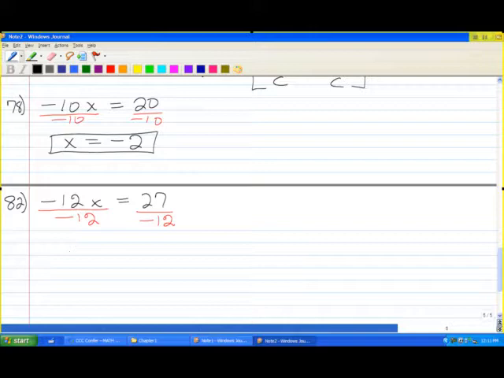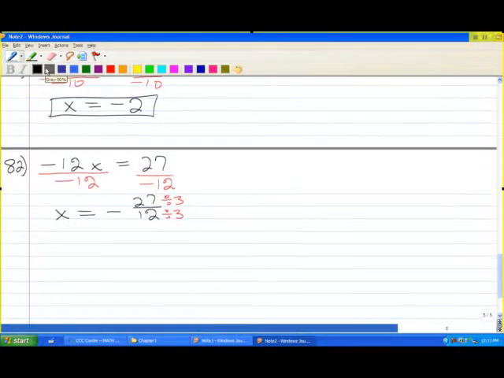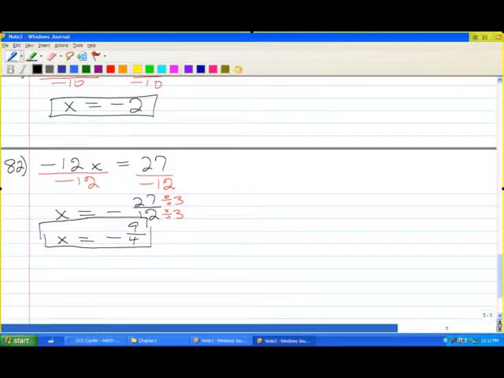So the negative 12s cancel. So x is equal to positive divided by negative, which is negative 27 over 12. But of course, we do not like fractions that are not simplified to lowest terms. So let's try to simplify this. Notice that I can divide both 27 and 12 by 3. So let's divide each of these by 3. 27 divided by 3 is 9. 12 divided by 3 is 4. And that is your answer.